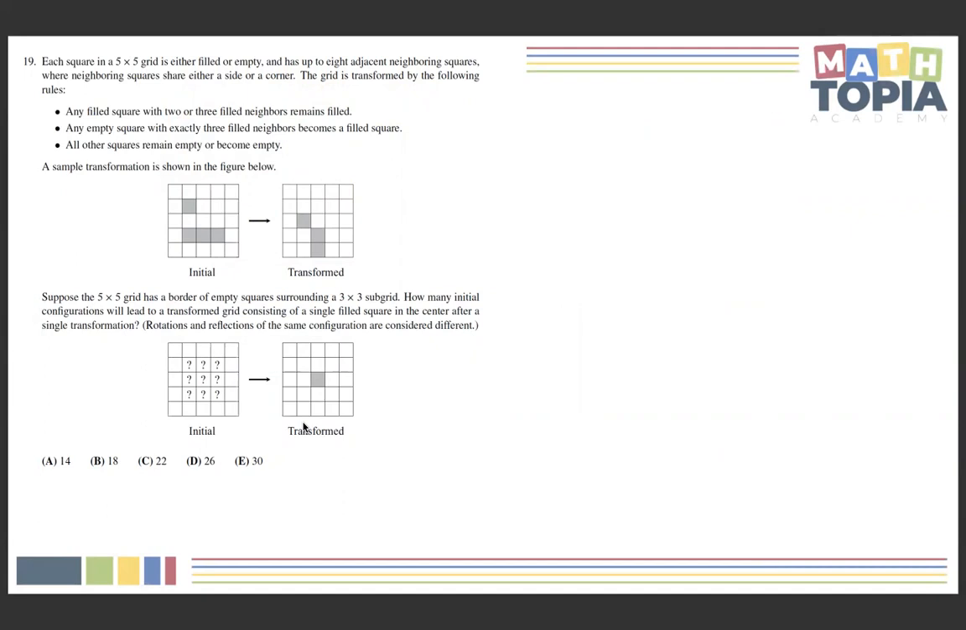The grid is transformed by the following rules. Any filled square with 2 or 3 filled neighbors remains filled. Any empty square with exactly 3 filled neighbors becomes a filled square. All other squares remain empty or become empty. A sample transformation is shown in the figure below.